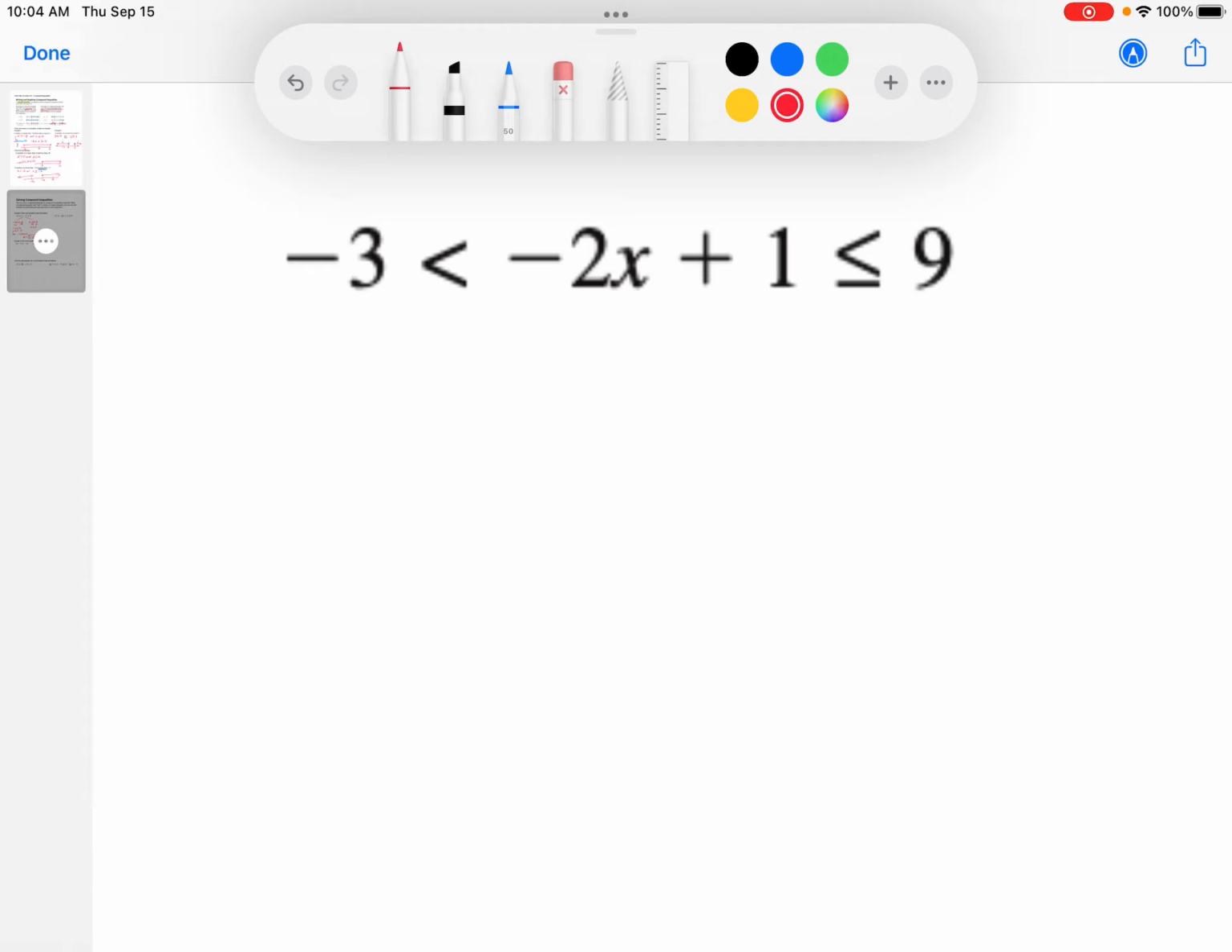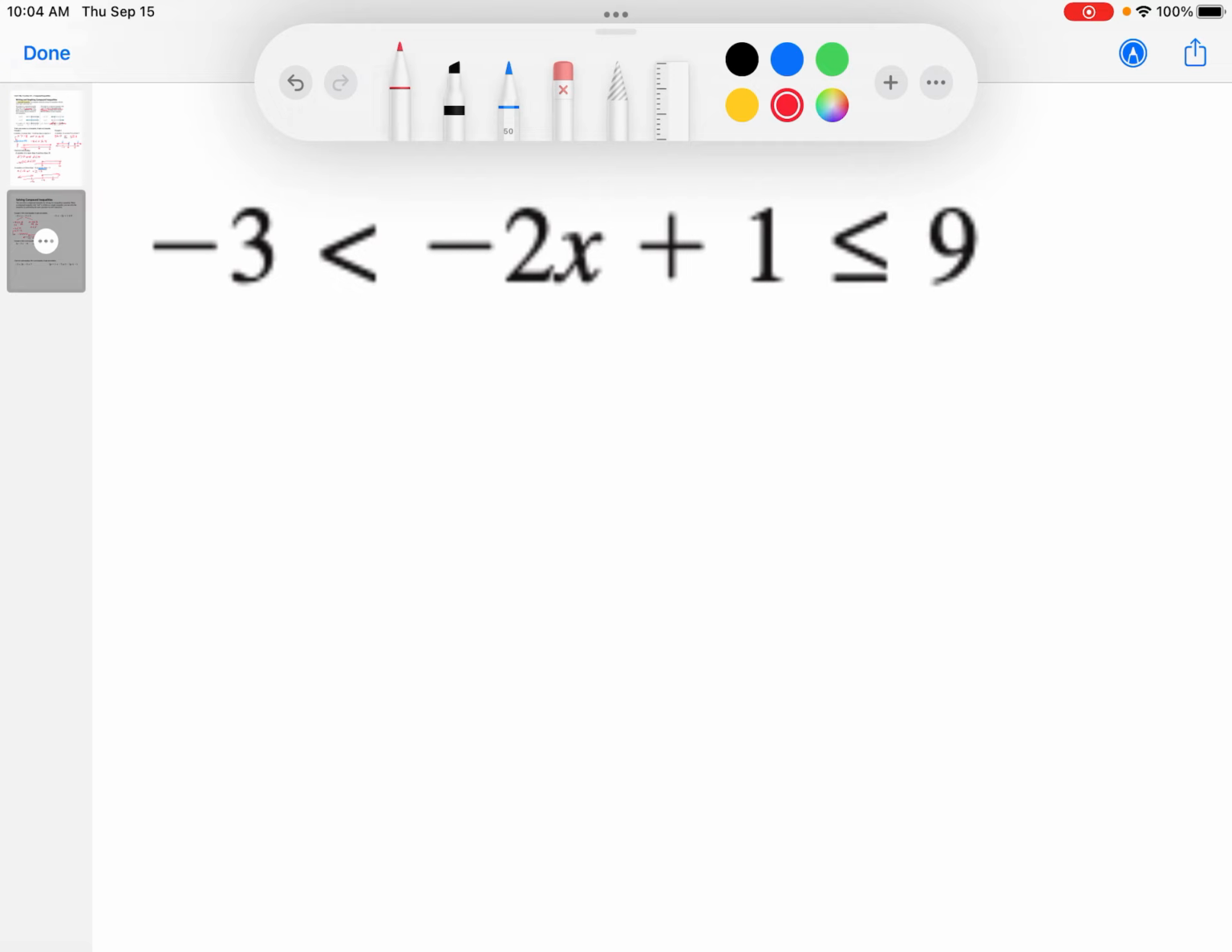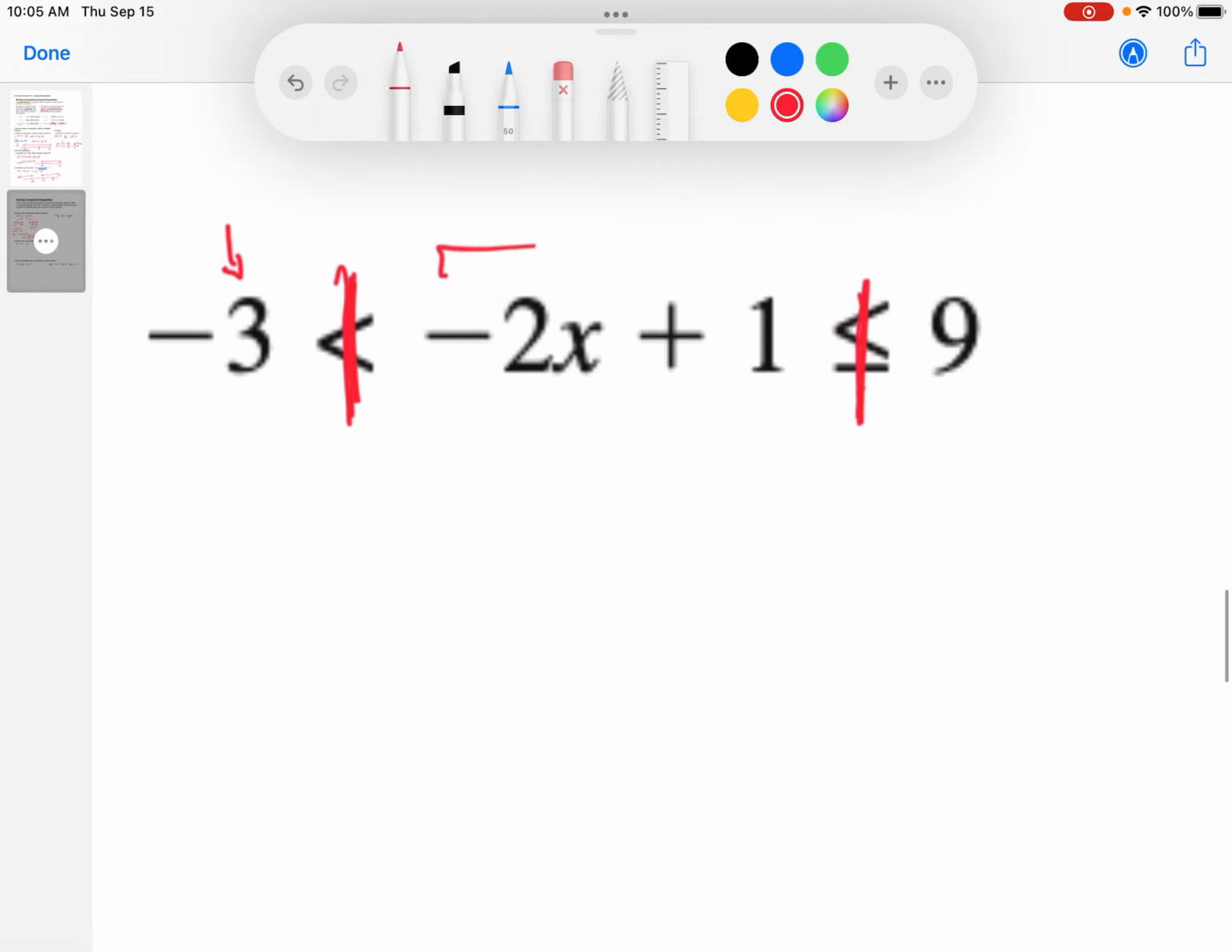So in the same way that if you're solving an equation, whatever you do to one side, you have to do to both sides. If you're solving a compound inequality like this, you can also use a method where whatever you do to one part, you do to all three parts. And what that means is I view this problem, I kind of chop it into three pieces here. The -3 is a piece, the -2x plus 1 is a piece, and the 9 is a piece. Those are three different pieces.